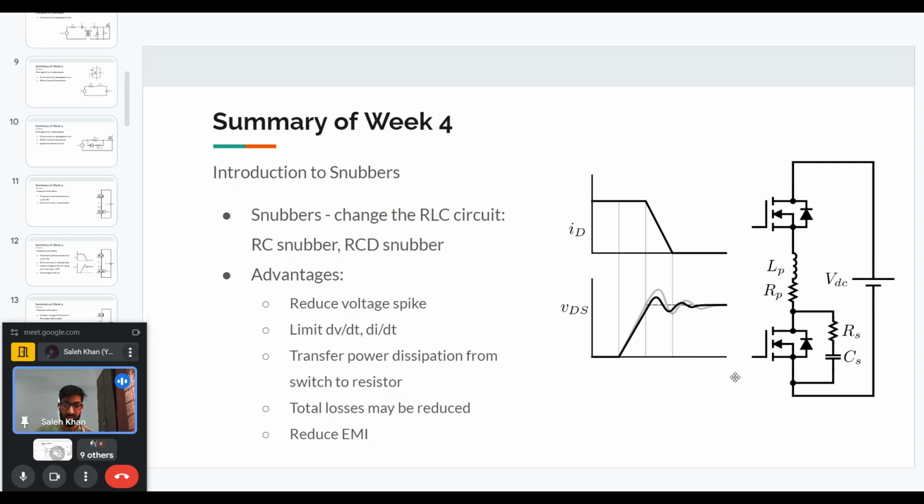And finally, the EMI can also be reduced, because the EMI is related to the dv/dt and di/dt. If we can control and limit the dv/dt and di/dt, we can actually control and limit the EMI as well, which I think we'll take on later in the course.